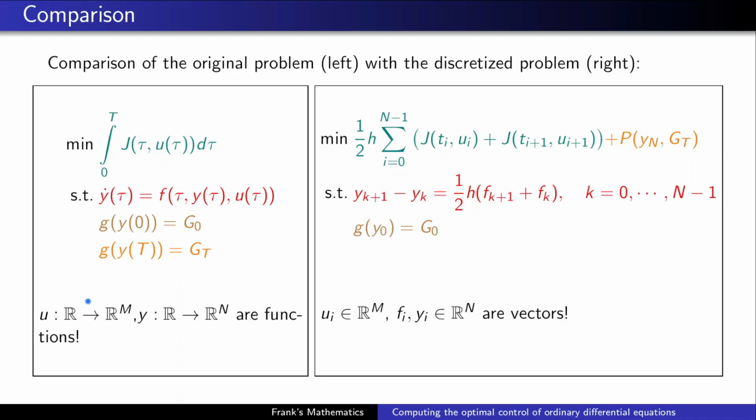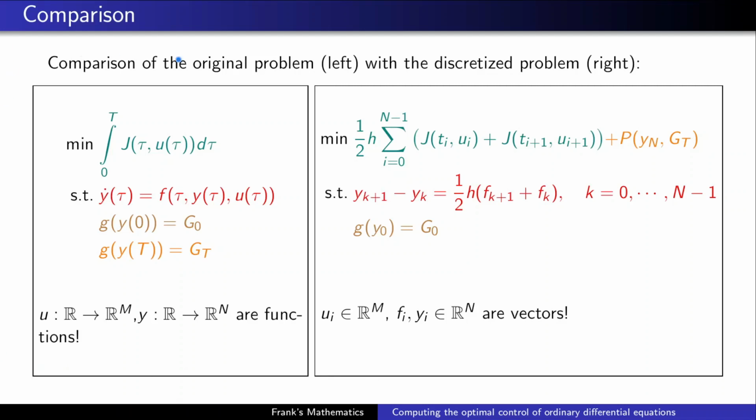But for our orange constraint, which is the constraint at the end of our time interval, we just introduced a penalty function. The orange equality constraint moved into our penalty function, and the penalty function is now moved into the objective function of the discretized version. Please note that on the left we are working with functions, the control u and the state y, while on the right-hand side in the discretized problem we are working with vectors. So this is a very nice overview of the two problems we are working with.